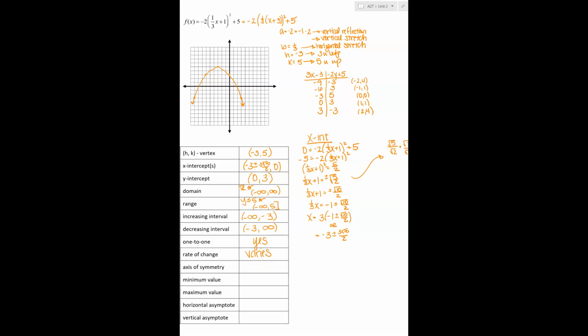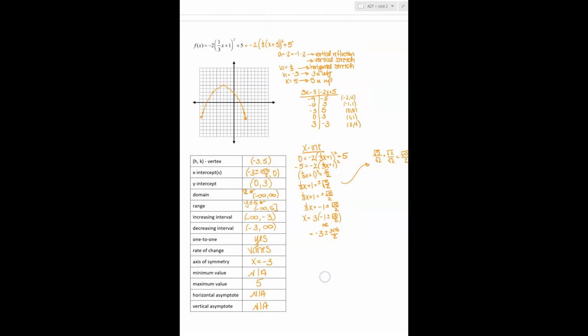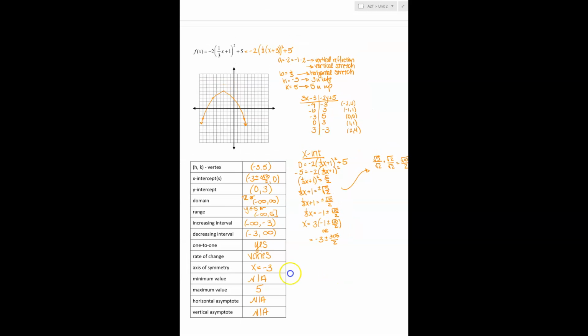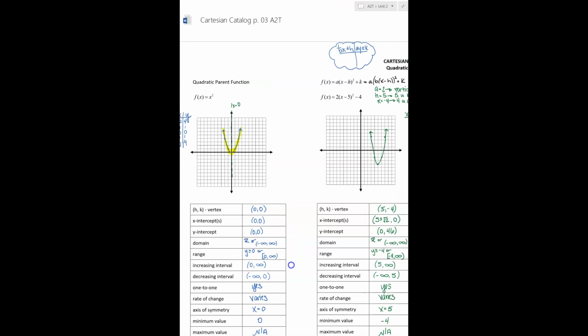The axis of symmetry is always the h value, so x equals -3. Please, please, please don't forget the x equals. It is a dashed line. Okay, it exists. We need to make sure that we have the equation. There isn't a minimum value because we do have that vertical reflection. The maximum is 5, and we don't know the asymptotes. Whew, you made it. Congrats. That was awesome. So there's 3 examples for you, one of them being the parent function for our quadratic functions.